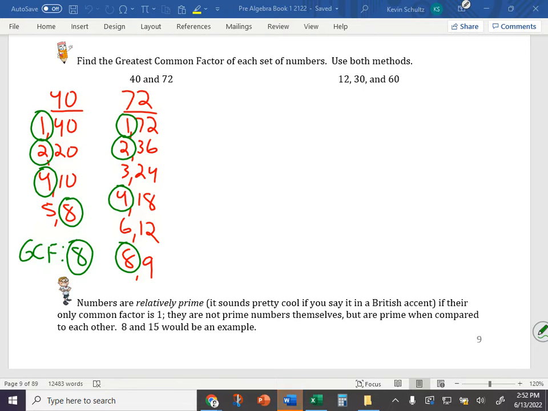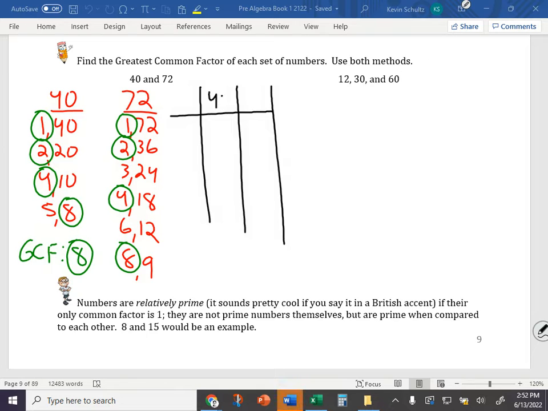The second method, besides listing, is prime factorization, but I stumbled across a different method that students tend to like better. And I don't know what to call it, the chart method? I don't know. Maybe you can come up with one. But it basically involves making a little chart or table here. And we're going to put 40 and 72 across the top.